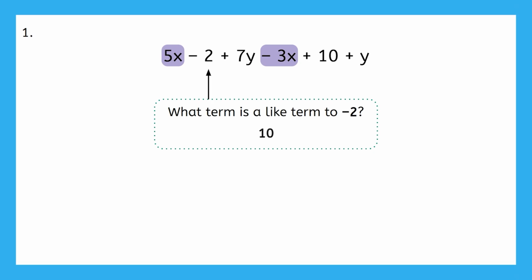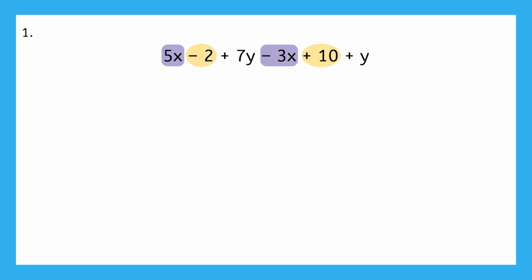That would be positive 10. How do we know these are like terms? Yeah, they're both constants, or just numbers with no variable at all. I'll label them both like this, including the addition and subtraction signs in front of them, so it's easier to see whether each term is positive or negative. Make sure you've labeled them both with the same label as each other, even if your label is different from mine.